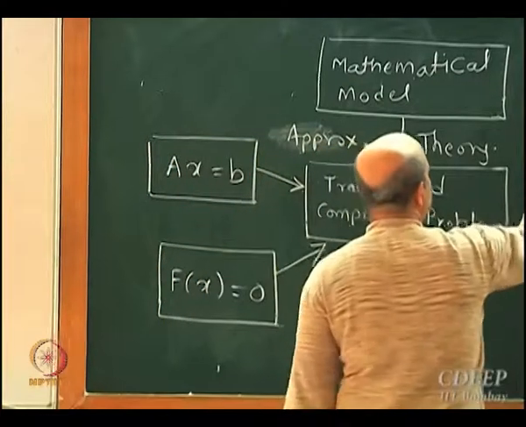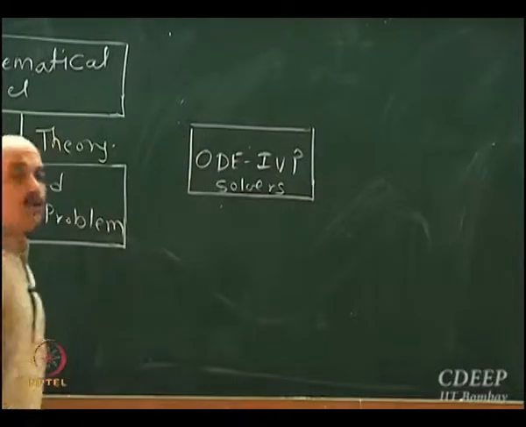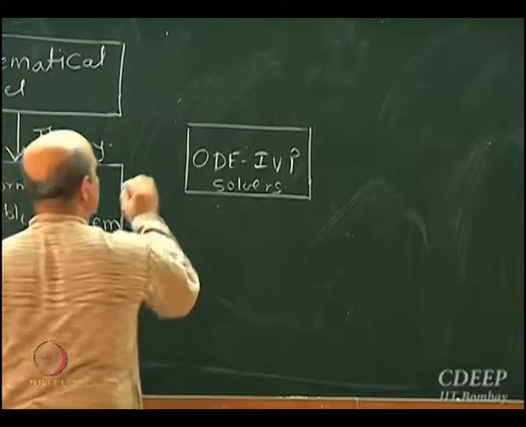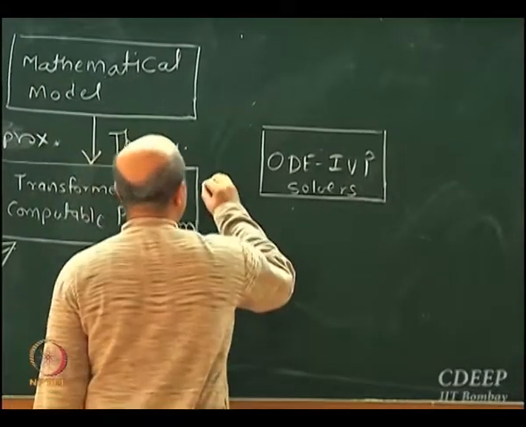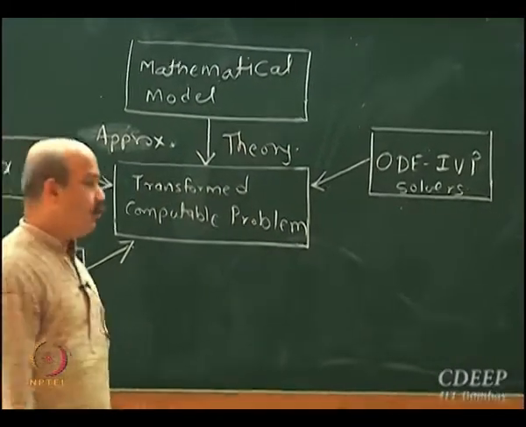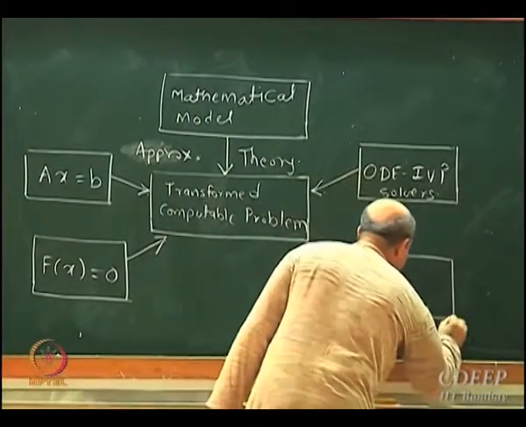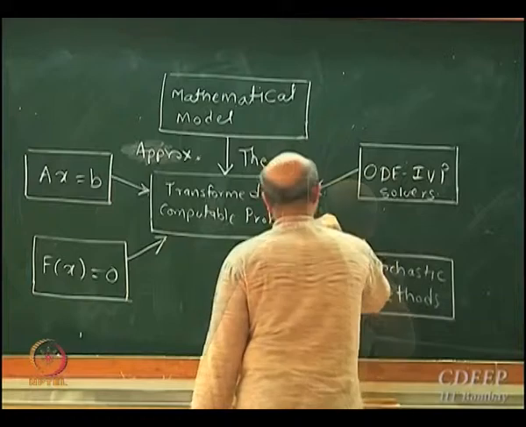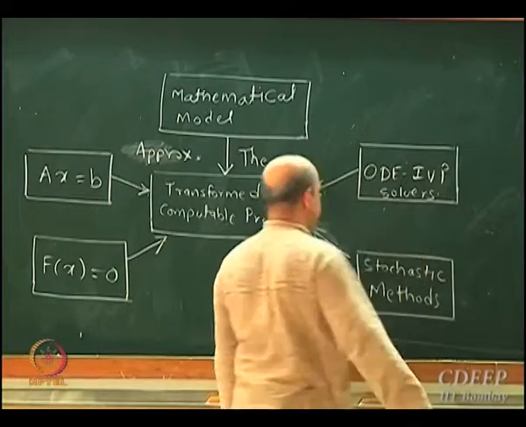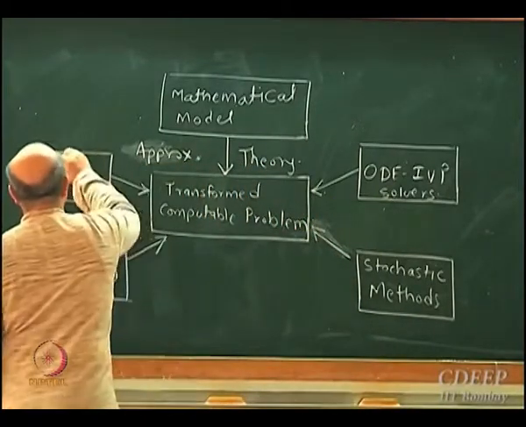The third tool which is ODE initial value problem solvers, IVP solvers, all this Euler method, Runge-Kutta method. So the third one which we are going to look at is that IVP solvers, and of course the fourth tool is the stochastic tool, which I am not going to look at the stochastic tool. So this one we are done with.